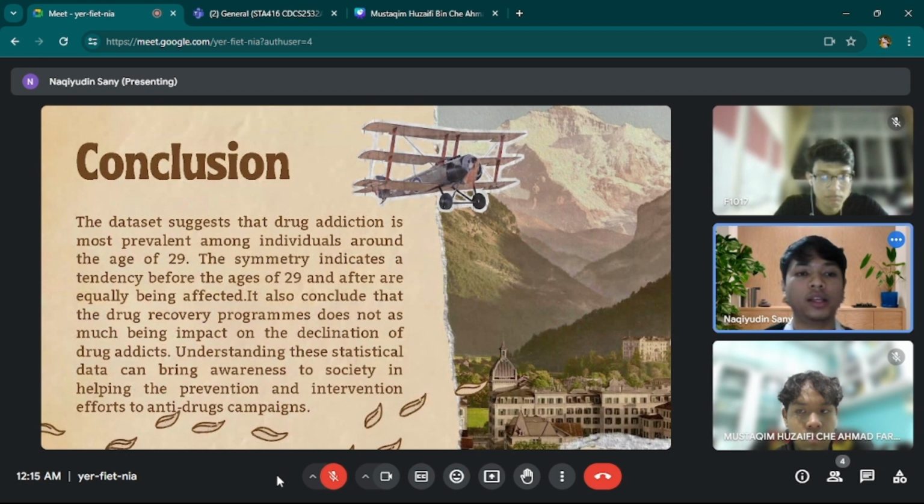In conclusion, the data set suggests that drug addiction is most prevalent among individuals around the age of 29. The symmetry indicates that the tendency before the age of 29 and after is equally affected. It also concludes that drug recovery programs do not have a big impact on the decline of drug addicts. Understanding this statistical data can bring awareness to society, helping prevention and intervention efforts in anti-drug campaigns.